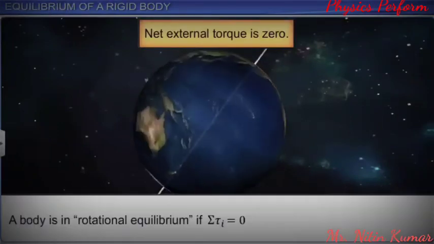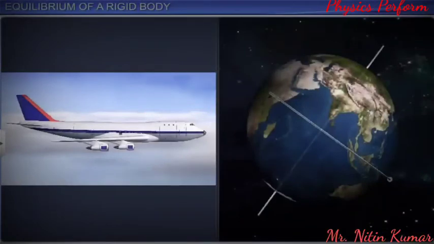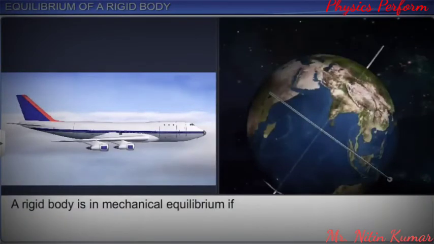Using this understanding, we can list the conditions for a rigid body to be in mechanical equilibrium. A rigid body is said to be in mechanical equilibrium when the net external force and the net external torque acting on it are 0. That means a rigid body is in mechanical equilibrium if sigma Fi is equal to 0 and sigma tau i is equal to 0.